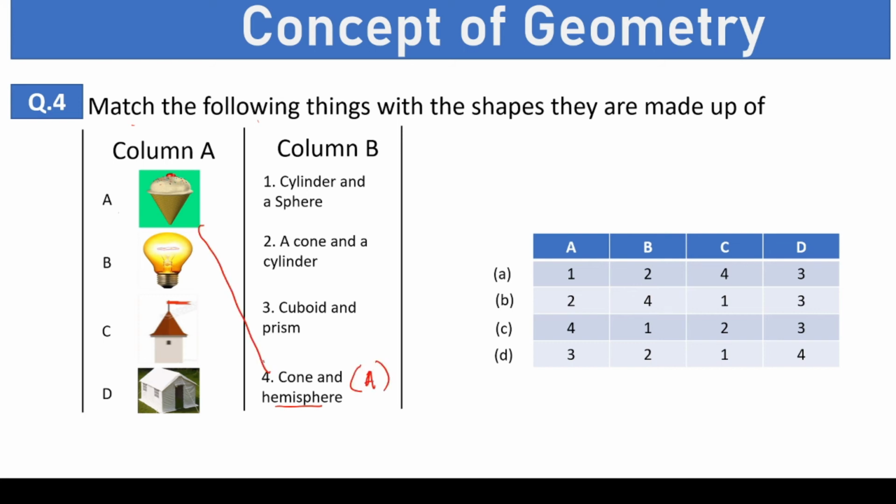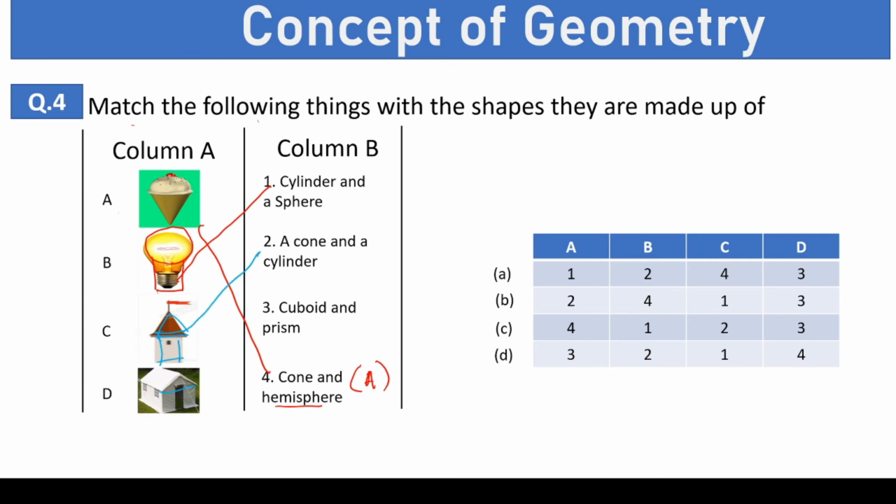Then, this is a bulb. Well, here we can consider this to be a sphere and then a cylinder. So, we can match B to 1. Well, for C, this can be counted as a cone sitting on a cylinder. So, it matches option 2.